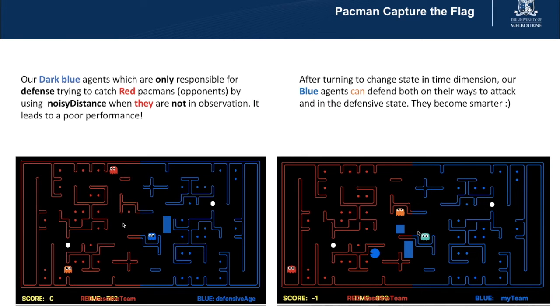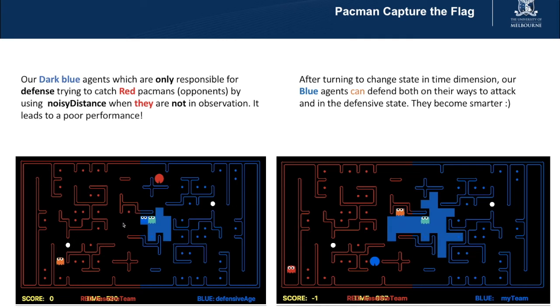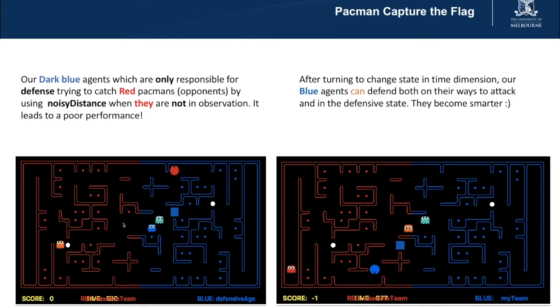The first video shows our dark blue agent, which is only responsible for defense, trying to catch the red Pacman by using noisy distance when the red Pacmans are not in observation. It leads to a poor performance. Well, the second video shows that after changing to the state division in time, our dark blue agents can defend both on their way to attack and in the defensive state. They become smarter.